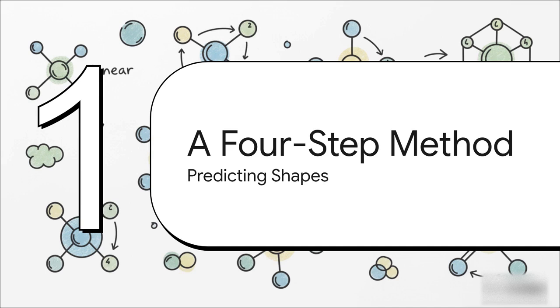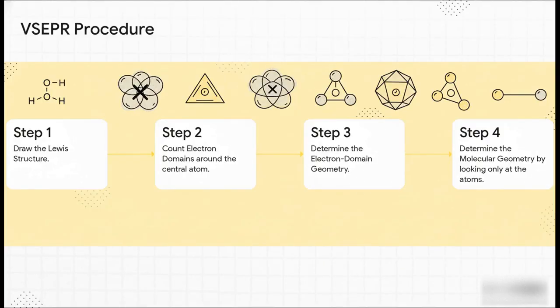Now, I know this might sound like you're juggling a few ideas at once, but don't worry. There is a foolproof, 4-step method that will get you the right answer every single time. Let's lay it out. Step 1, you've got to have the correct Lewis structure. That's your foundation. Step 2, just look at the central atom and count up the electron domains. Step 3, use that number to figure out the electron domain geometry, the shape with the balloons. And finally, step 4, look at your structure, ignore any lone pairs, and what's left is your final molecular geometry.